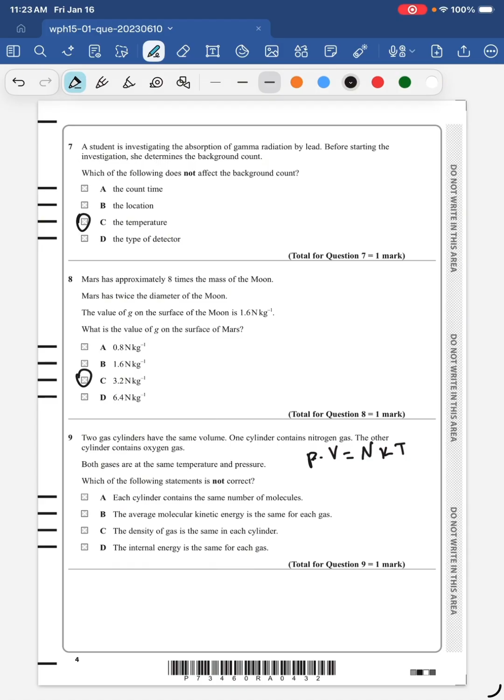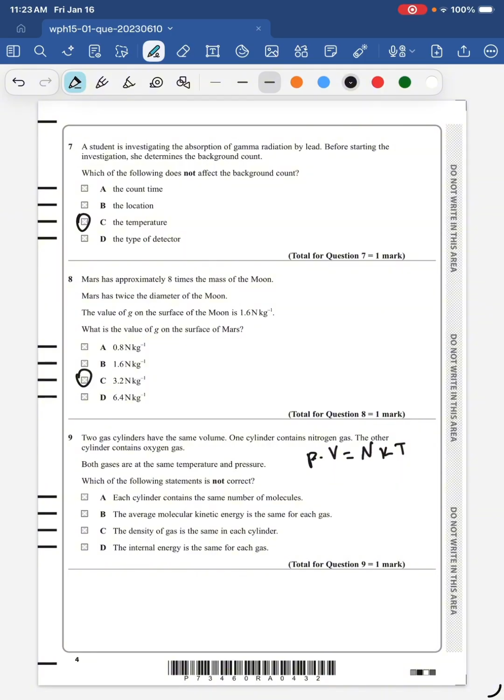Option A, each cylinder contains the same number of molecules. That's not necessarily... is not correct? Two gas cylinders have the same volume. One cylinder contains nitrogen and the other contains oxygen. Both gases are at the same temperature and pressure. So the number of molecules is actually the same.